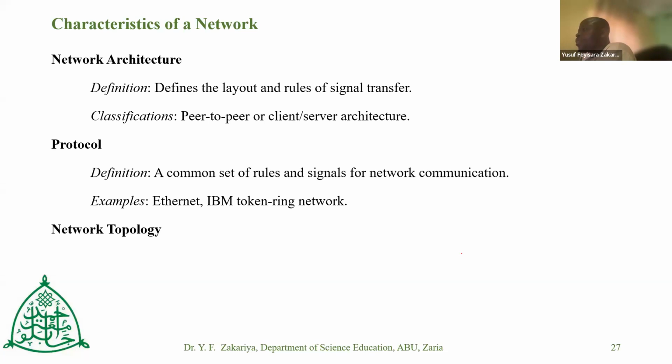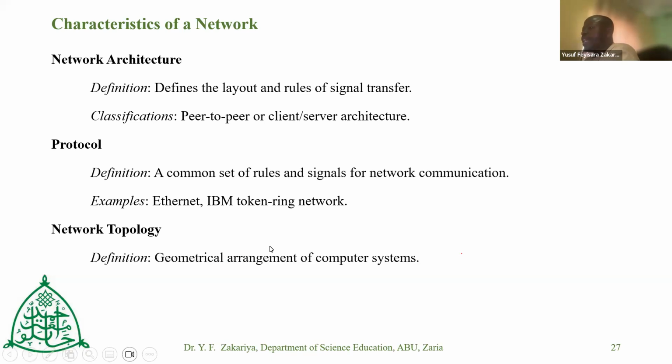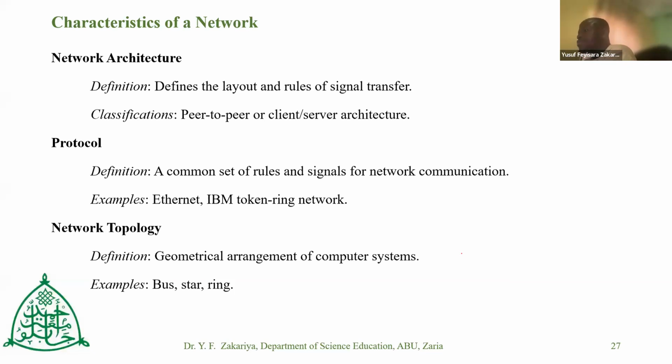Then we also have the network topology. This is another thing we consider in the network. The network topology is another characteristic of the network. What do you mean by this? They define the geometric arrangement of computer systems. How do you arrange your computer system geometrically? Some examples being the bus, the star, and the ring topology. I think I have a picture of this.